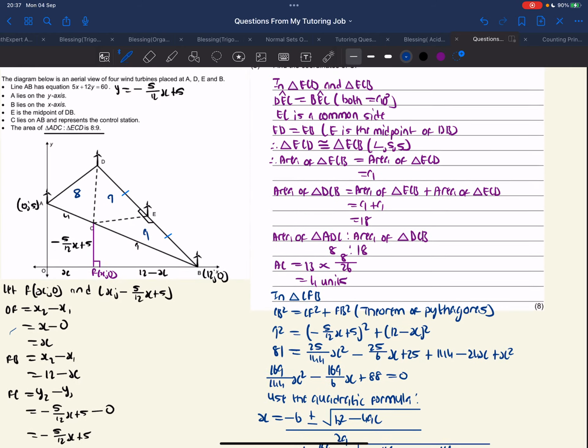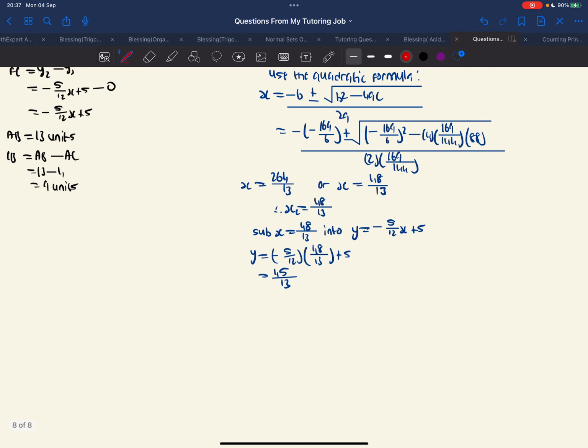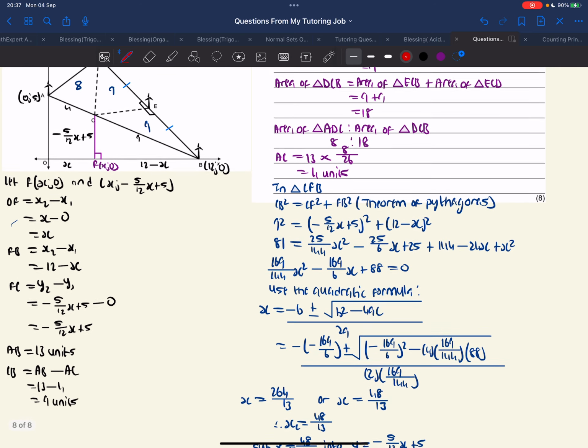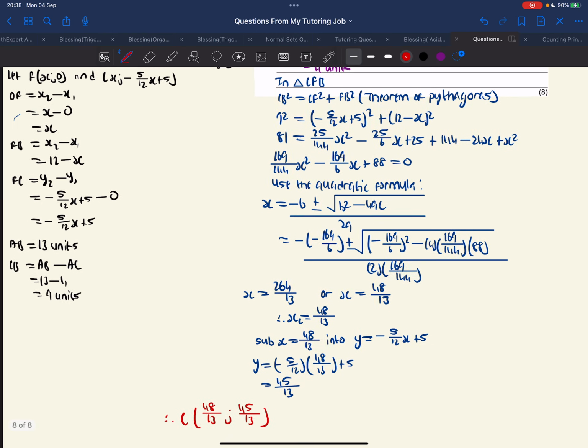Now, therefore, this means that C is actually going to be 48 over 13, comma, 45 over 13. And this, ladies and gentlemen, should be the answer to the question that we were given above, to find the coordinates of C. All right, hopefully, it was cut off a bulky question, but hopefully that's understandable to you. All right.